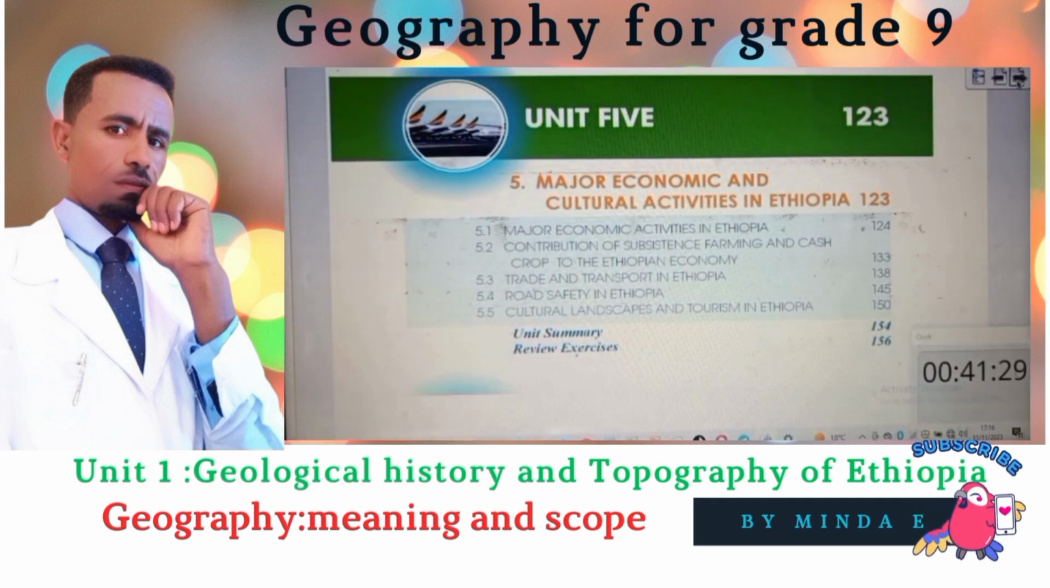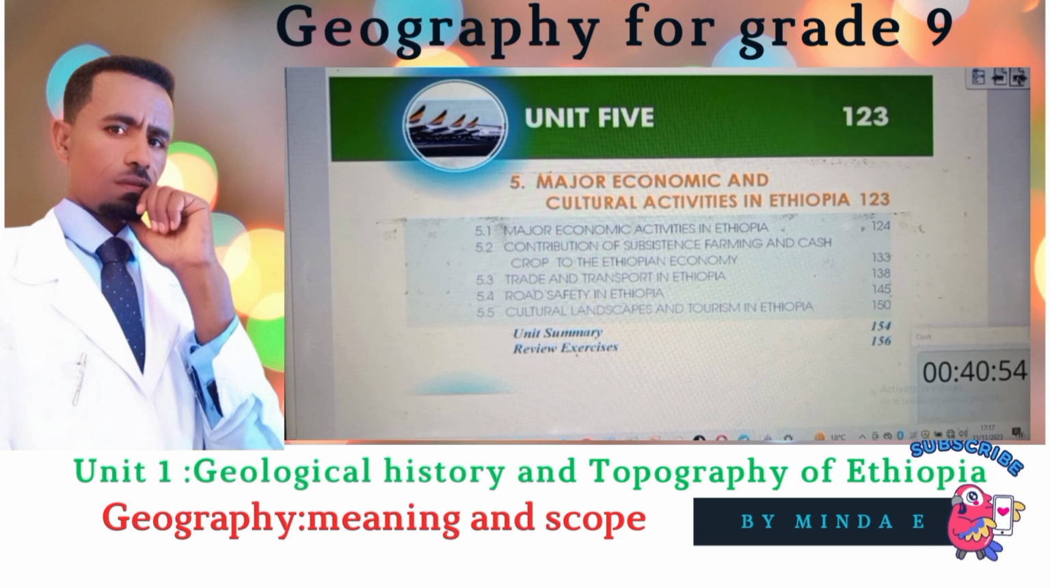Unit 5 is about major economic and cultural activities in Ethiopia. 1, major economic activities in Ethiopia. 2, contribution of subsistence farming and cash crop to Ethiopian economy. Trade and transport in Ethiopia. Road safety in Ethiopia. And cultural landscapes and tourism in Ethiopia.